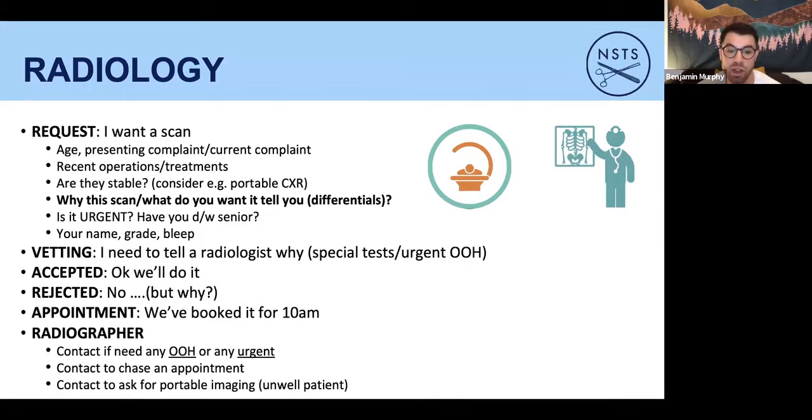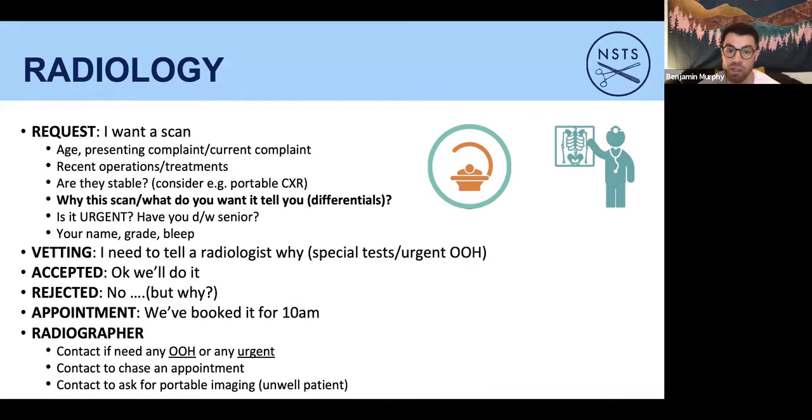So to go into a request is almost like a mini SBAR. So, what the patient's age is and what they came in with and what they're currently complaining of, if they're different things. Any recent operations or treatments, and then how the patient is at that moment, what are your examination findings? Are they really unstable? Do you need a portable x-ray because they're on 15 litres non-rebreathe and they're really struggling? You wouldn't want to send them down to the department.